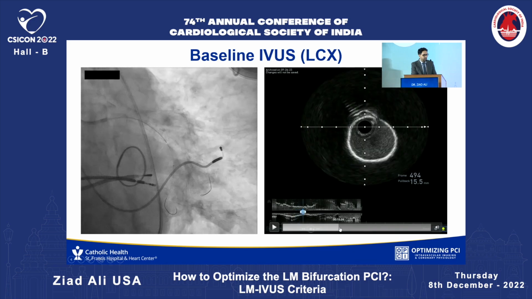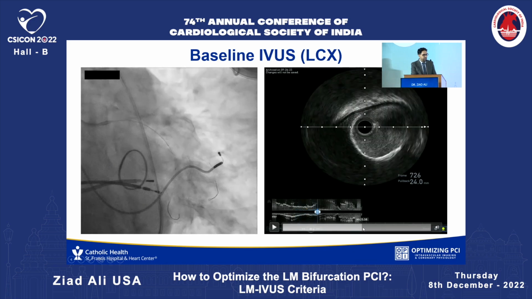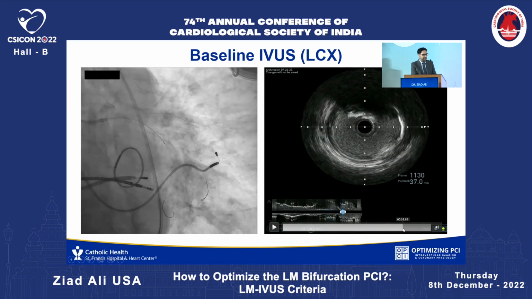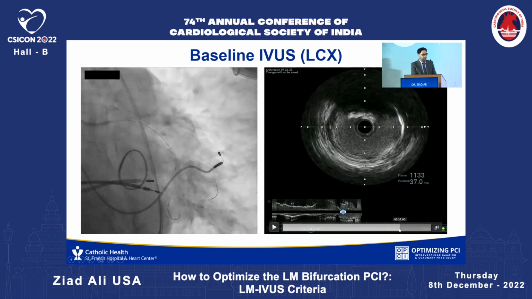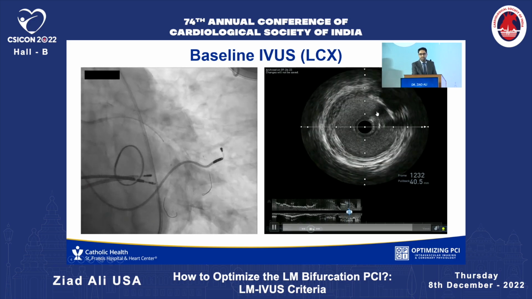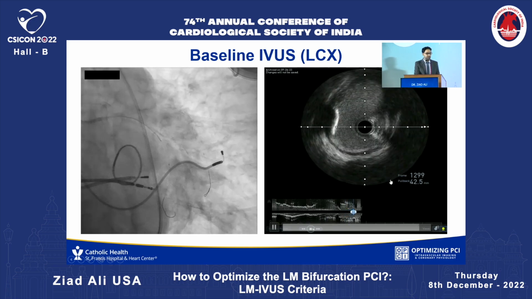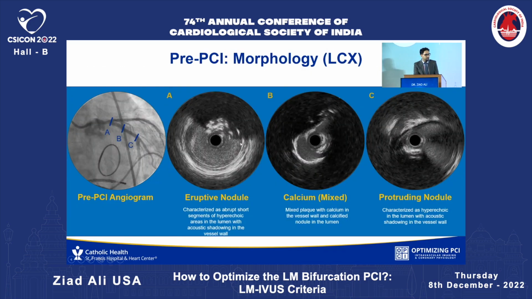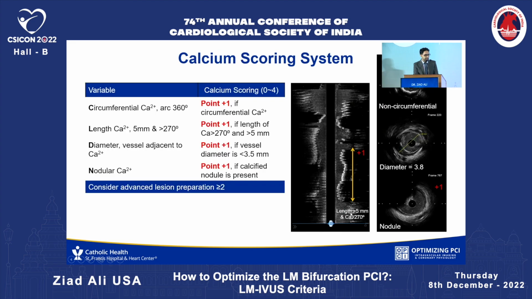And as we continue along here, what we are going to see very shortly is the presence of a calcified nodule. And so what you can see are specific characteristics about this calcified nodule which are important. You can see that it looks spiculated, and that means that this is an eruptive calcified nodule, and I'm going to talk to you about why that's important in just a second. Now, what do we see on our left PCI, pre-PCI morphology? We see an eruptive nodule, we see some mixed calcium morphology, and we see a protruding nodule more distally.